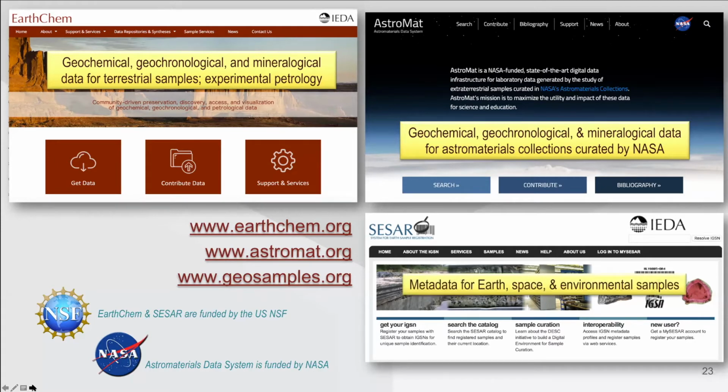And the third is SESAR, the System for Earth Sample Registration, which is a catalog of metadata of information about Earth, space, and environmental samples, and is part of the IGSN infrastructure, which is the IGSN Global Sample Number, a unique and persistent identifier for samples that has a lot of benefits in linking data, publications, and samples, and ensuring long-term access to information about samples.